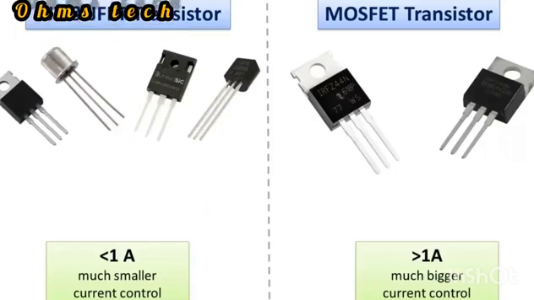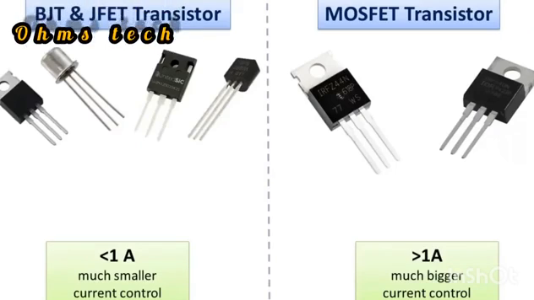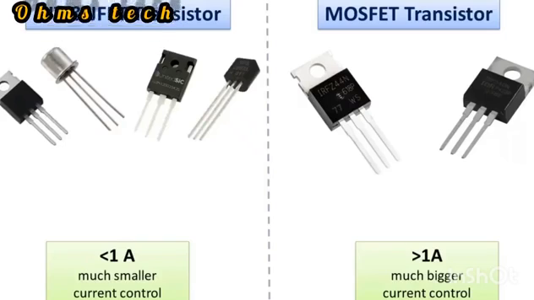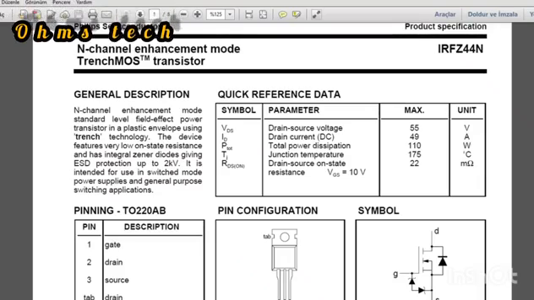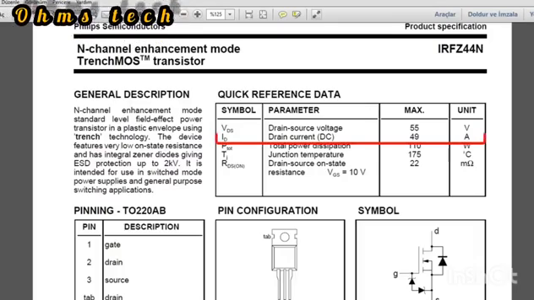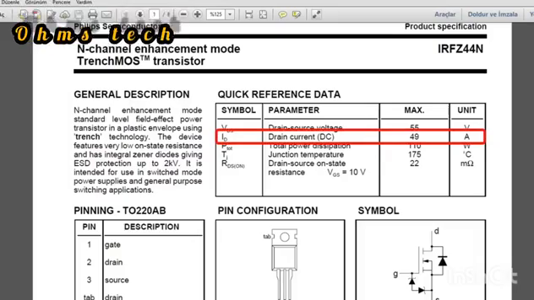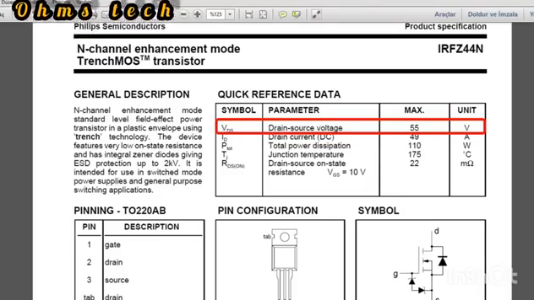Let's compare MOSFET, BJT, and JFET transistors according to the current they can withstand. While currents close to 1 amp and under 1 amp can be controlled with BJT and JFET transistors, much larger currents can be controlled with MOSFET transistors. We can see this by looking at the datasheet of some MOSFET transistors. For example, the datasheet of the very widely used IRFZ44 MOSFET says that current can be controlled up to a maximum of 49 amps. This current value is really a great value. In addition, a maximum voltage of 55 volts can be controlled with this MOSFET.